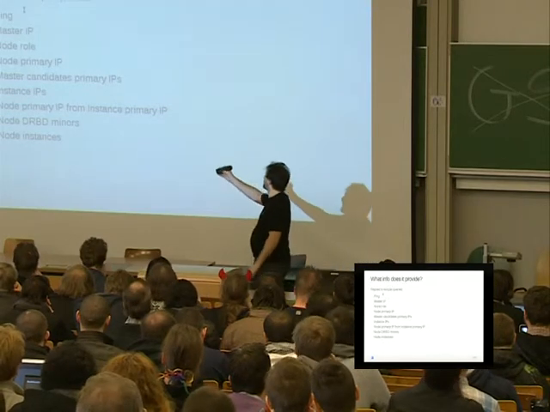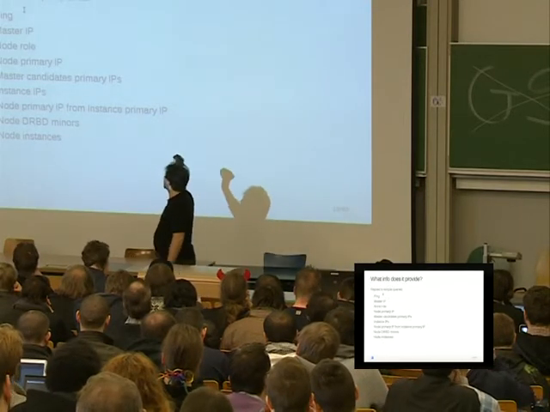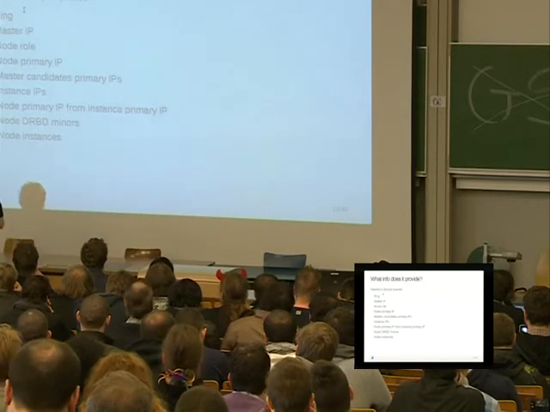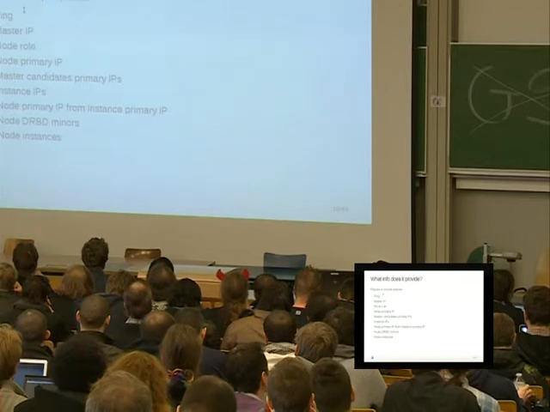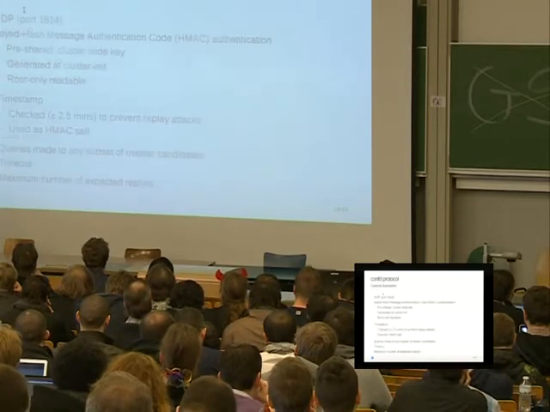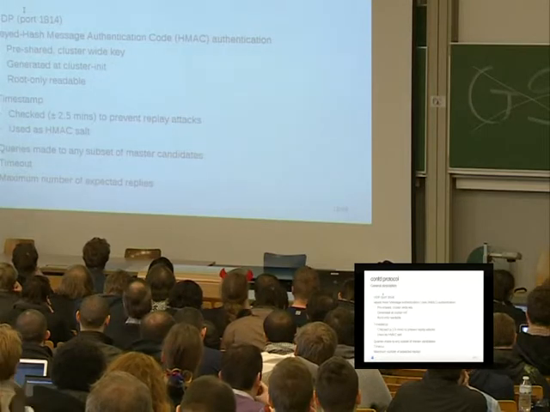And then what are the instances IPs? Where's the node primary, the DRBD minors, and which instances are on each node? You can easily implement more queries for confd, but right now this is what it provides. And it's a UDP protocol.